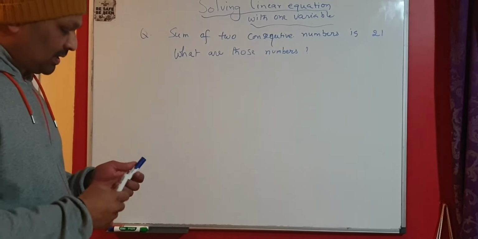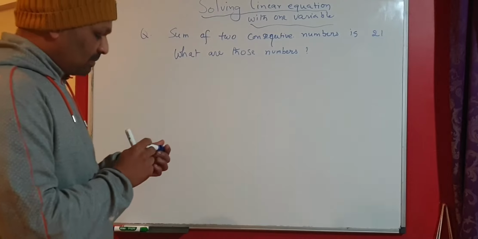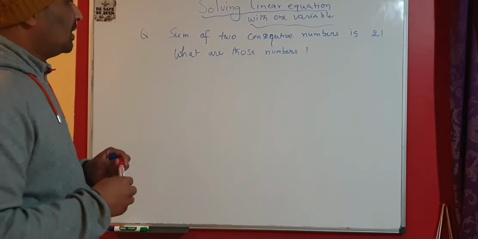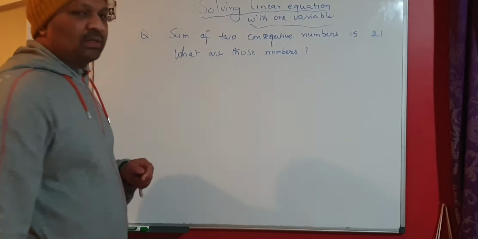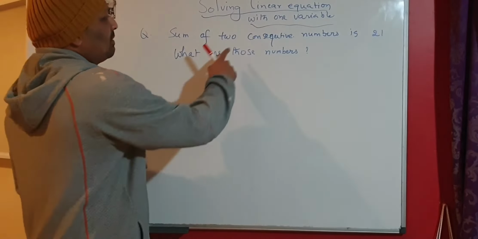the techniques that we discussed previously. The very first thing we have to do is that when such word problems are asked, you have to translate this given sum, given word conditions or given statements into an equation. Okay. So in this case, the sum of two consecutive numbers.